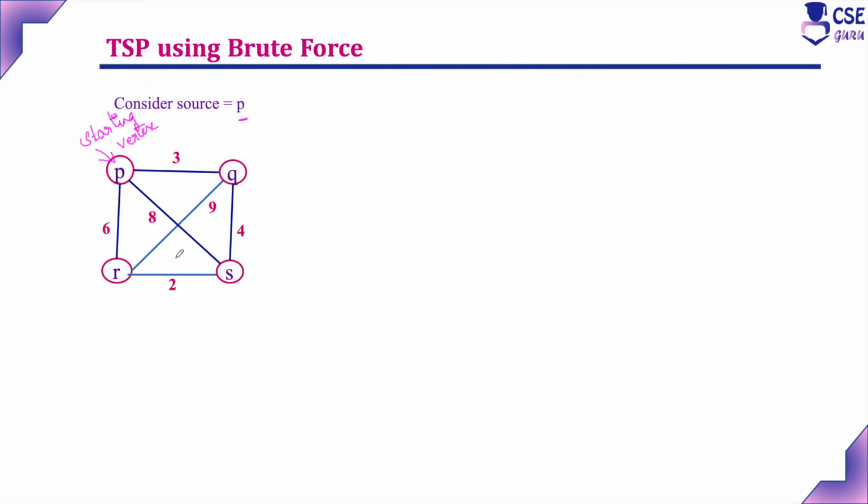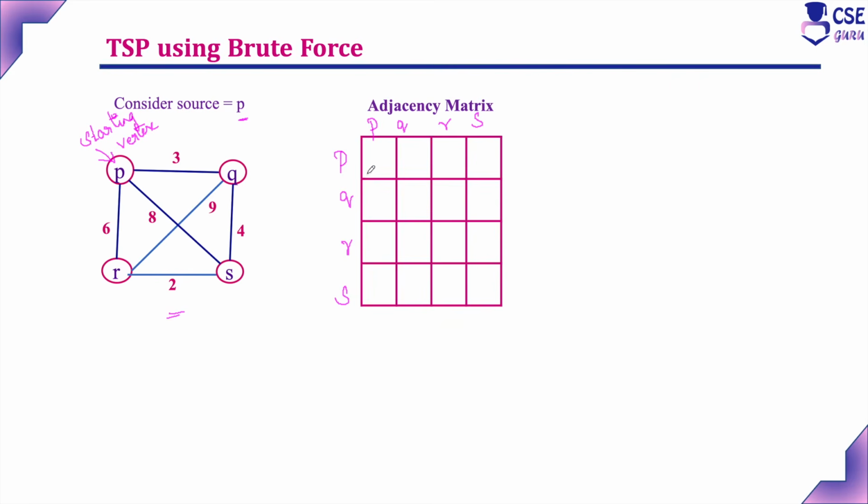First we need to find the adjacency matrix for this graph. P to P, there is no route, so 0. P to Q, cost is 3. P to R, 6. P to S, 8. Q to P, 3. Q to Q, 0. Q to R, 9. Q to S, 4. Similarly, R to P, 6. R to Q, 9. R to R, 0. R to S, 2. And S to P, 8. S to Q, 4. S to R, 2. And S to S, 0. So this is the adjacency matrix.